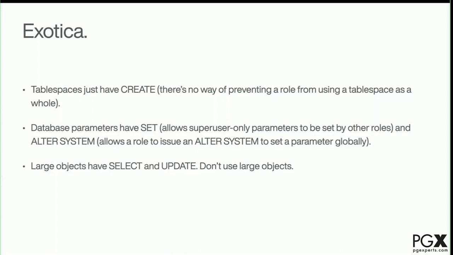Large objects have select and update, but don't use large objects. Large objects, or lobs, are a built-in feature of Postgres that's now considered semi-deprecated. They still work okay. This is not the same as bytea and things like that. This is a specific large object feature.